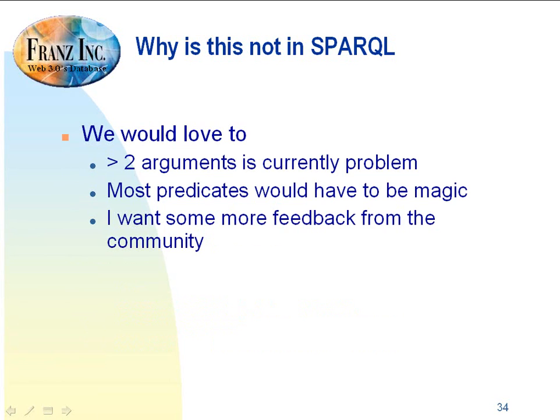Now, one question I get all the time, why is this not in Sparkle? And actually, we are working on that. The problem is Sparkle only allows you to have 2 arguments per predicate. So one way out of that is to have magic predicates, where you specify clauses where the predicate is actually smart, and where you kind of make a fake language so that the compiler can look at the predicates and make queries that have more arguments.